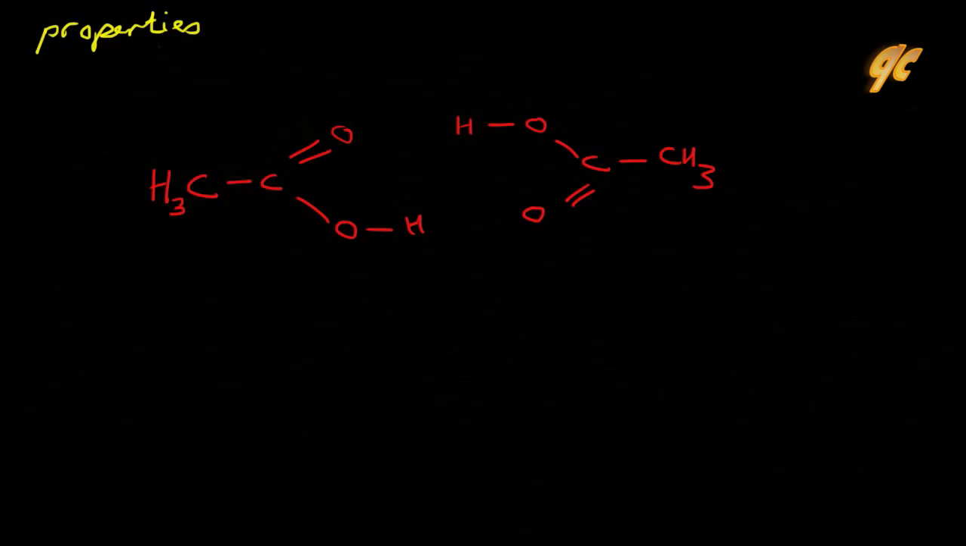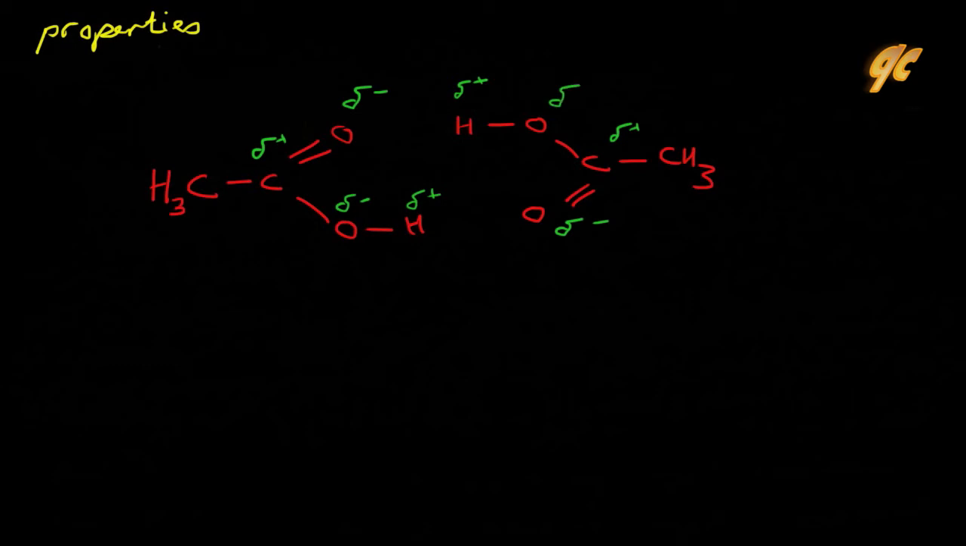In the example above, we can label the polarity. Each of the carbons here has a delta positive, each of the hydrogens is delta positive, and each of the oxygens is delta negative due to their electronegativities. We can then show that there are strong hydrogen bonds formed between the molecules, signified here by the magenta line, the dotted line.